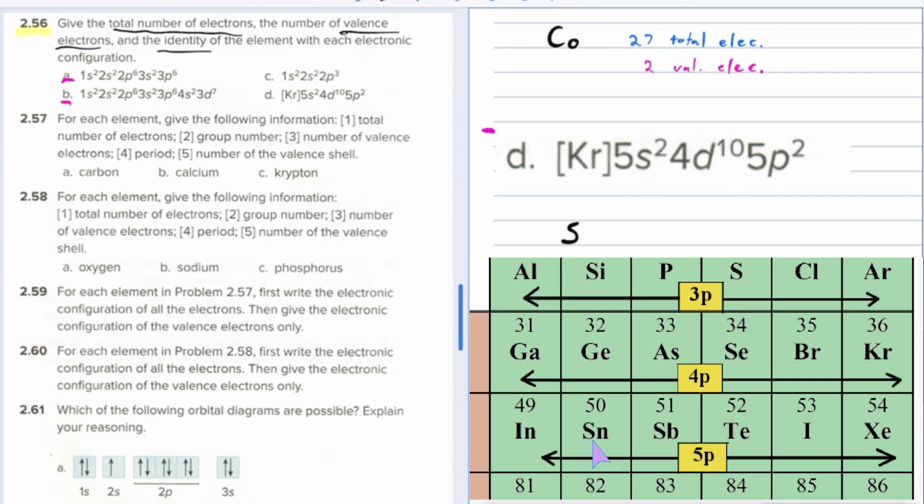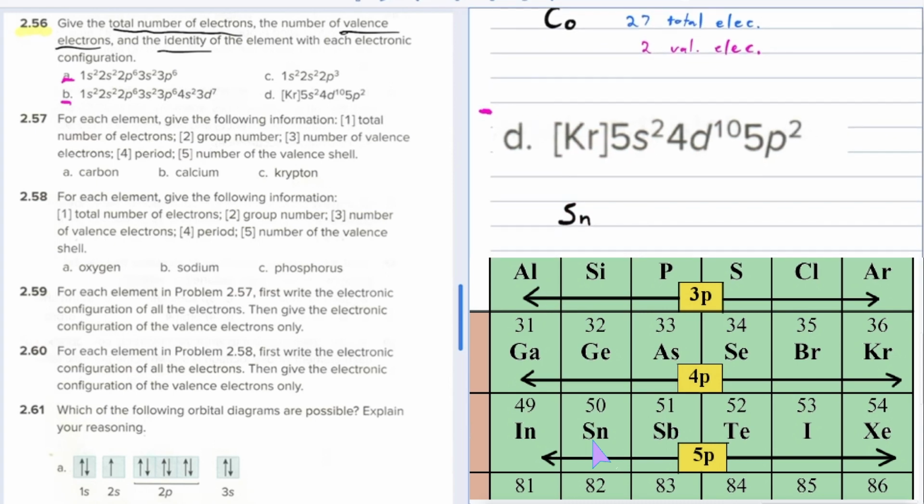So this is the element tin. Don't get confused by the krypton in brackets. That's just short for a lot of the electron configuration that it didn't write out. But this is the electron configuration for tin. Now, how many total electrons are in tin? Well, 50. So 50 total electrons. And then how many valence electrons?